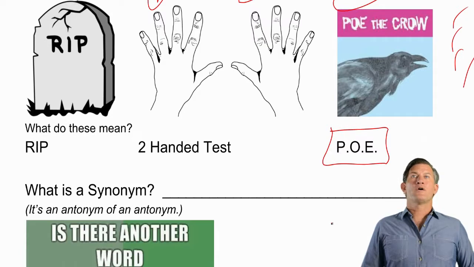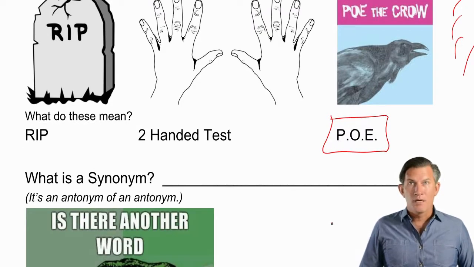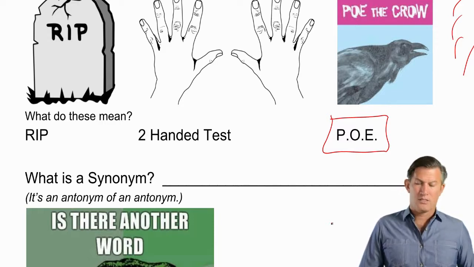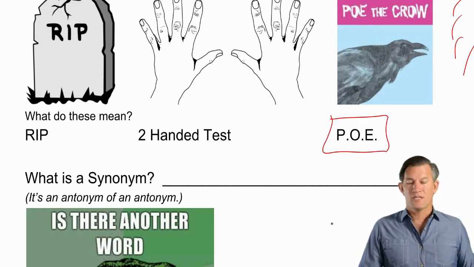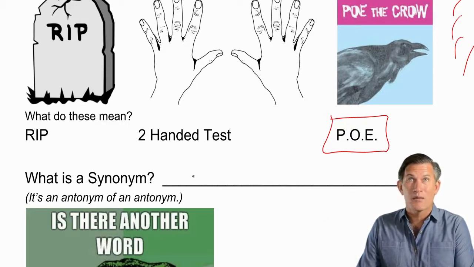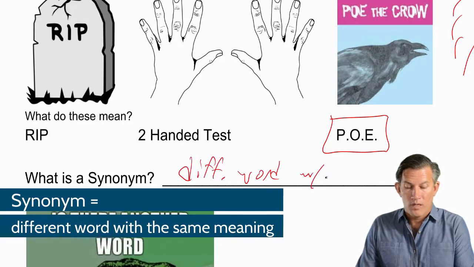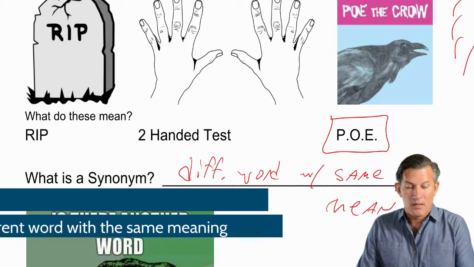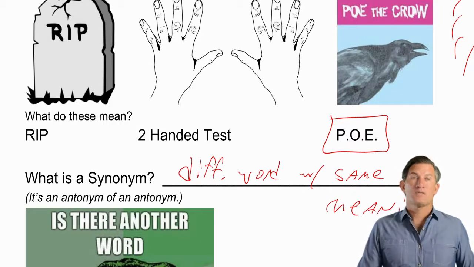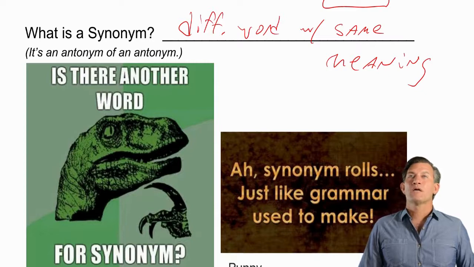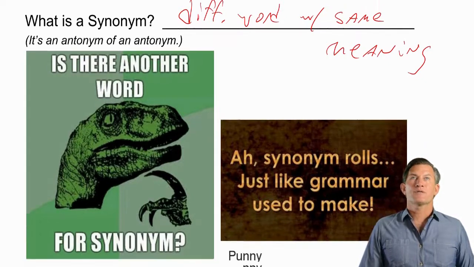Okay, so first of all, the first question is, what is a synonym? One of my students said it's the antonym of an antonym. I thought that was brilliant, and I asked his permission to use it. It is an antonym, but it's a different word that means the same thing. A synonym is a different word with the same or similar meaning. Same meaning, or same definition, okay? Is there another word for synonym? I'm not sure if there really is.